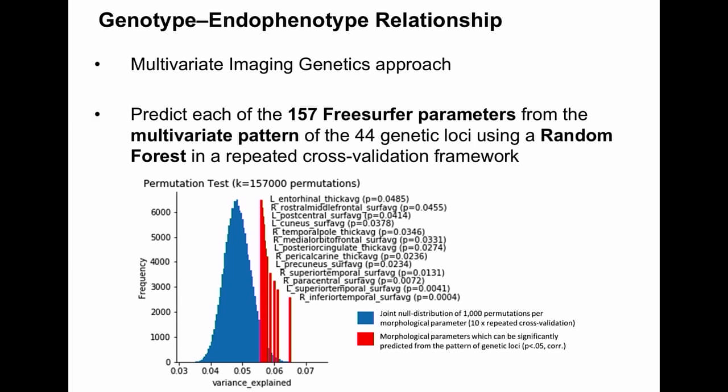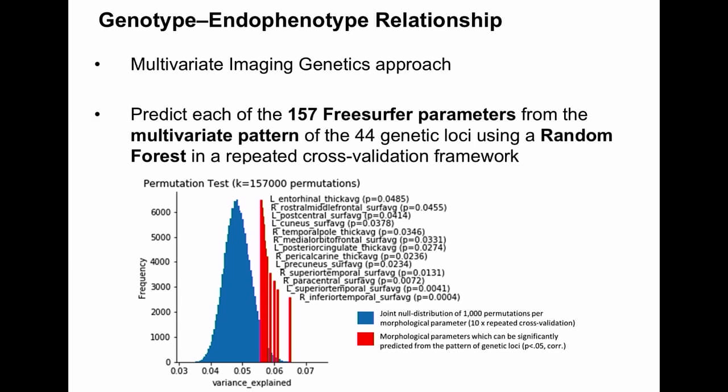And if you do that, it's probably a little small back there, the blue histogram shows you the random ones. We conducted a permutation test with 157,000 permutations, and this is the histogram of all the random ones. What you see in red are those areas that still showed a significant association. So now all of a sudden we find a significant association between the patterns of the 44 genetic loci and a number of the 157 FreeSurfer parameters.